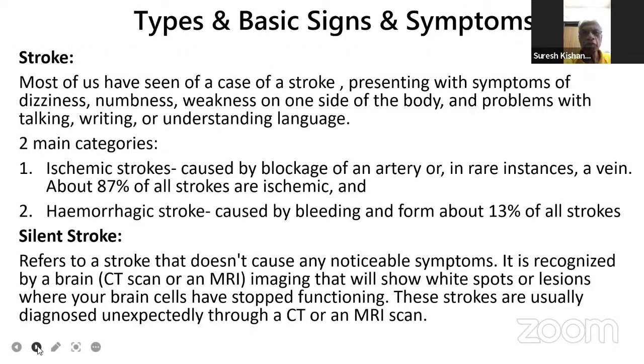Now I am walking you through some basics of strokes in general. It's not necessarily only silent stroke. So there are types of strokes. Whenever we talk of stroke, what comes to our mind is a person with changes, hemiparesis, or a face which is turned towards one side. So these are general stroke symptoms, and silent stroke we already talked of. Next slide, please.